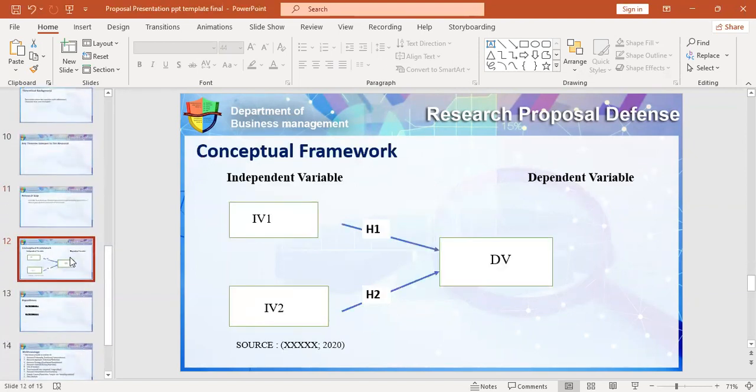So then the conceptual framework. You must clearly mention your independent variable, dependent variable, and the constructs, and arrows must be drawn to the dependent variable as shown in this image. And from that, you can mention your hypothesis. So in your research, you may have 3, 4, 5 independent constructs. So all these constructs must be listed in this diagram. So this is the graphical presentation of your conceptual framework.